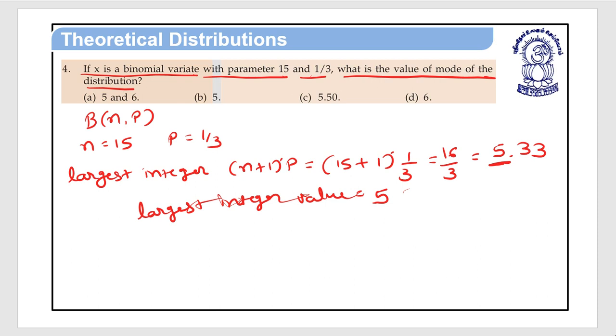So, option B is the answer. Okay, move to the next question.